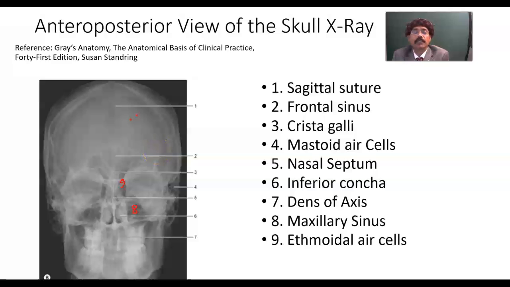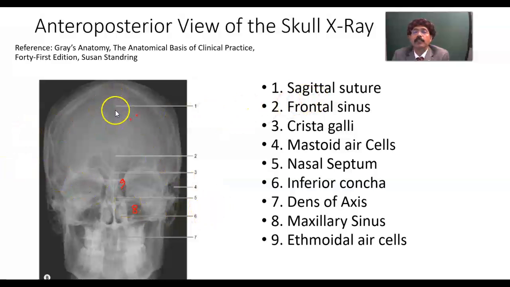Dr. Dewan S. Raja. Today I will discuss the plain X-ray of the skull, both the anteroposterior and the lateral view. We will identify some structures of the skull in the X-ray film. Let's start identification. Number one is the sagittal suture.